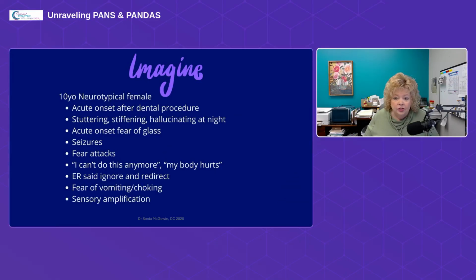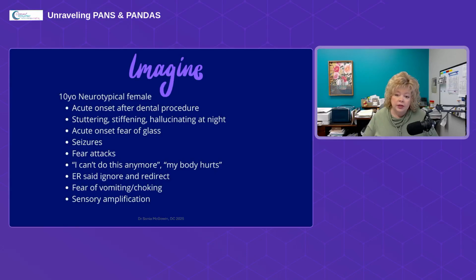Also, imagine you have a 10-year-old neurotypical daughter with an acute onset of symptoms after a dental procedure. She started having episodes at night where she would stutter and stiffen her body and have hallucinations. She had an acute onset of a fear of glass, so glasses that you drink from, glasses in the window. She had seizures. She had what her family called fear attacks. She would say things like, I can't do this anymore. My body hurts. They took her to the ER, and the people there said to just ignore and redirect her behavior. She also had a fear of choking and a fear of vomiting.